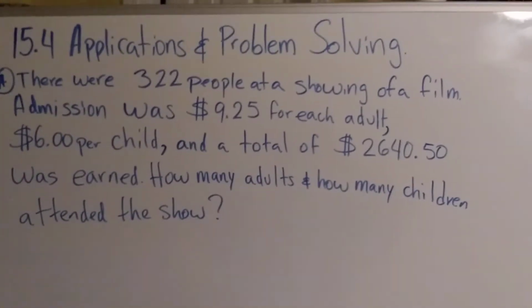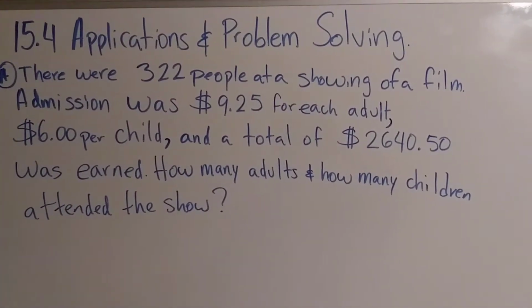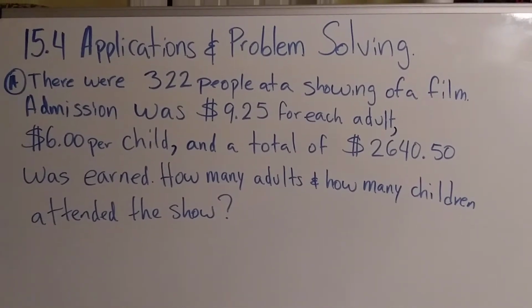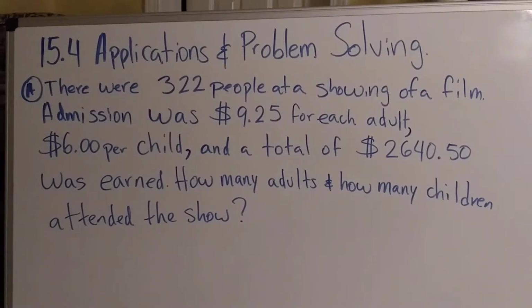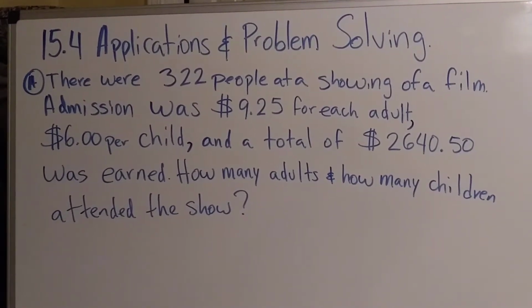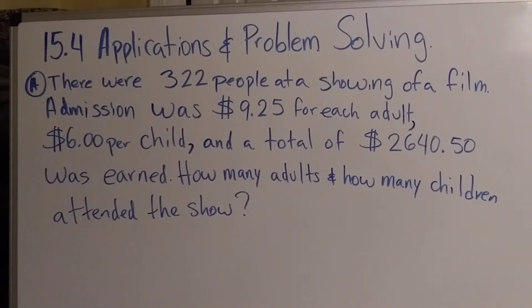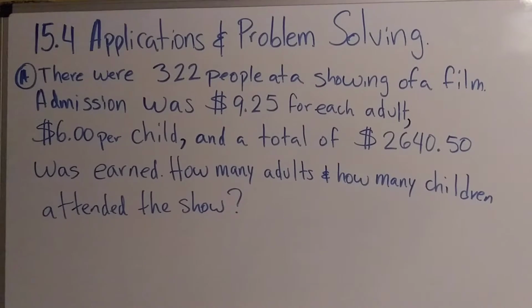So in the last section of the chapter here, we're going to be looking at what's called applications and problem solving. These types of problems can also be called coin and digit problems. We're going to be looking at how to apply the substitution method and the elimination method to solve a problem.